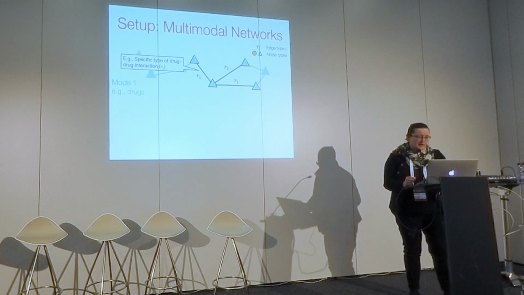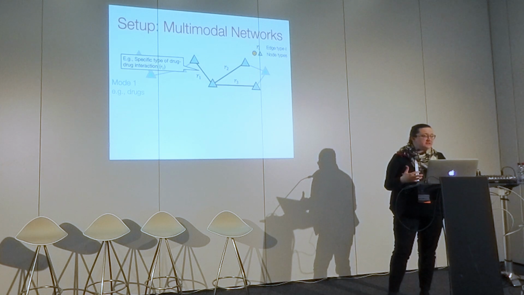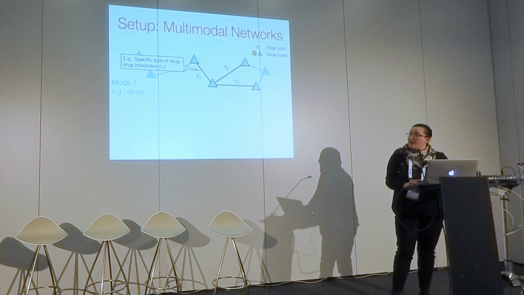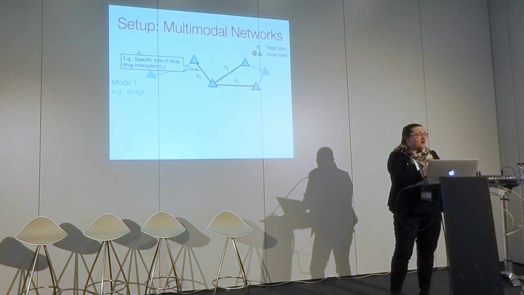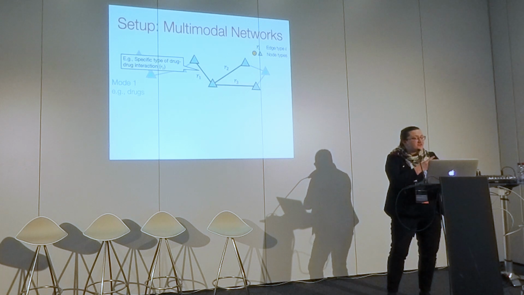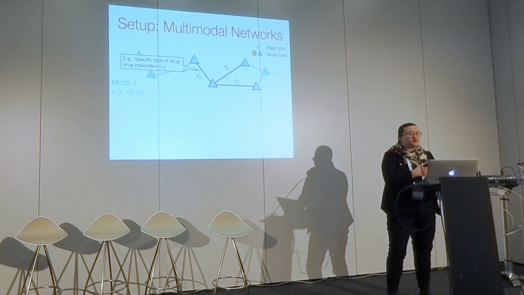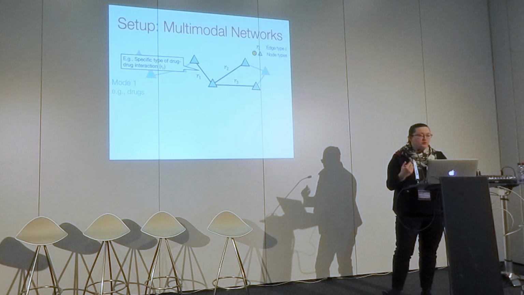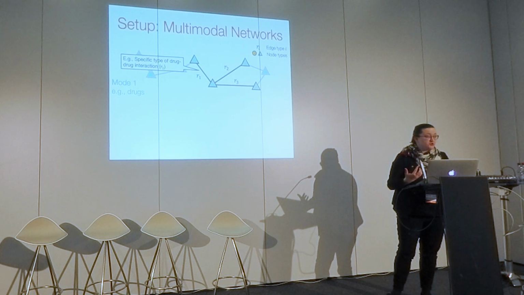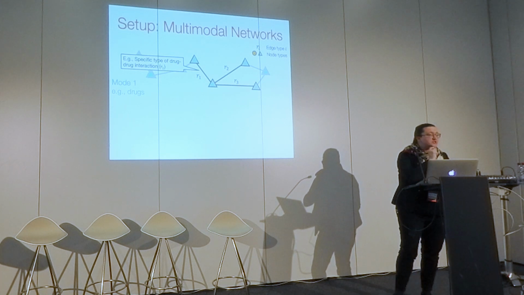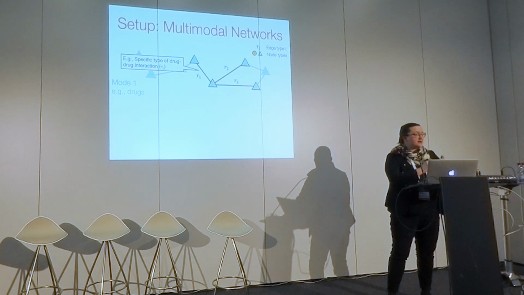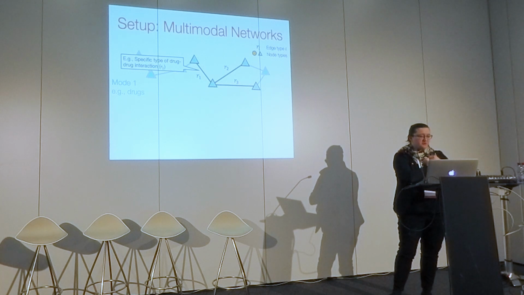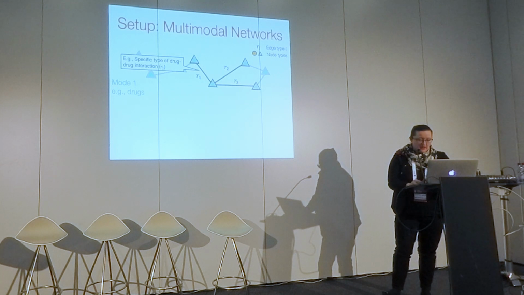So the setup here is that our input consists of a multimodal network. A multimodal network is a network where we have data that describes different kinds of entities that interact with each other in different ways. Here's an example of a multimodal network where we have mode number 1. It might be, for example, drugs. Every green triangle would represent one drug, and an edge between two drugs could represent a specific kind of interaction between those two drugs.